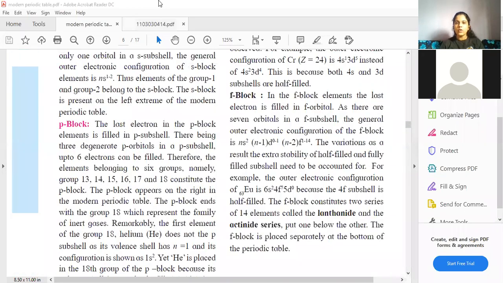So as there are 7 orbitals in the f subshell, they have directly written the general outer configuration. Please mark this statement and underline it and keep it. So students, you can see what the configuration is over here. We have ns2, we have (n-1)d, we have (n-2)f.